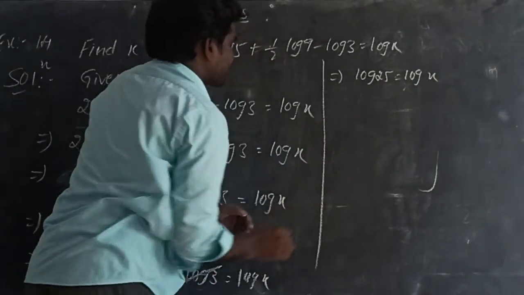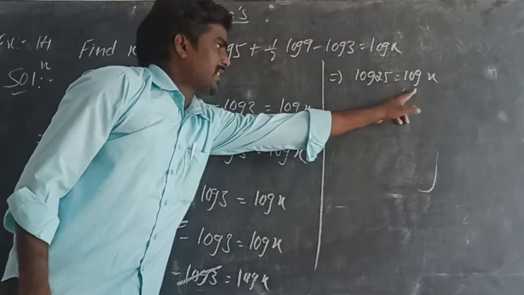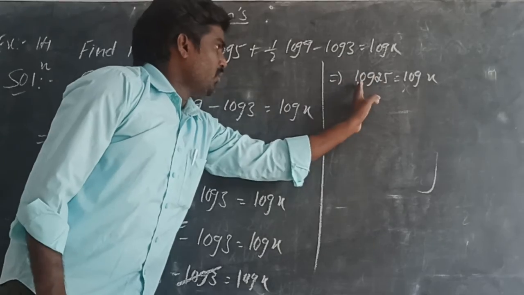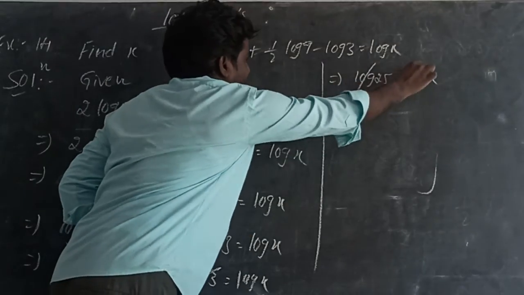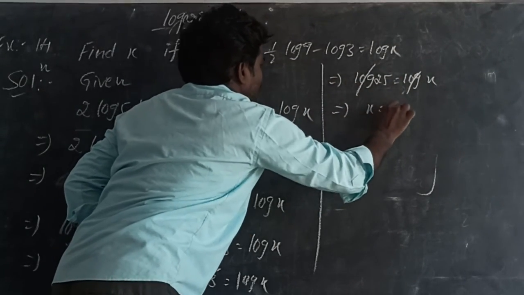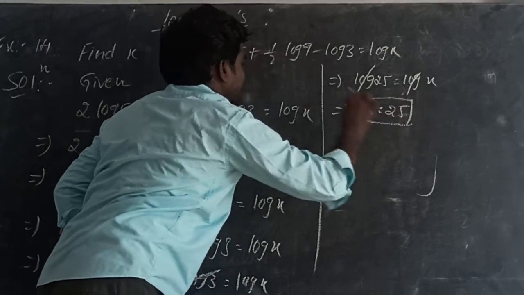So log is on both sides. There are no terms beside the logs. So the logs cancel. Then x is equal to 25. The value of x is 25.